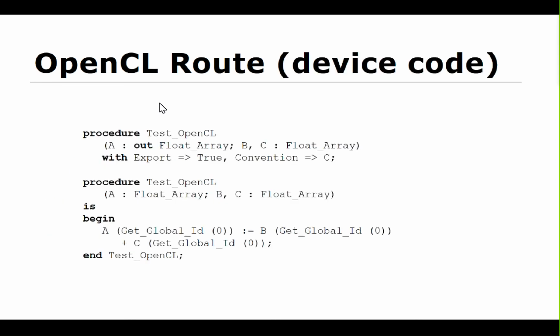On the device side, it looks the same, and again, that's an Ada view of it. The syntax or the actual call names to access the indices might be a bit different. Here I'm using get_global_id of 0 instead of getting the thread X position, but the concept is exactly the same. There's nothing specific here.